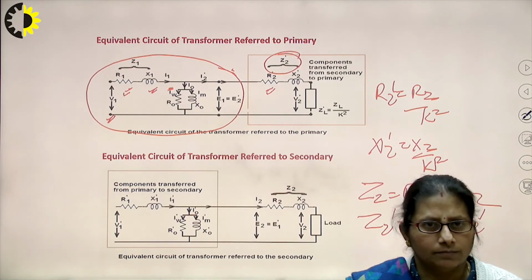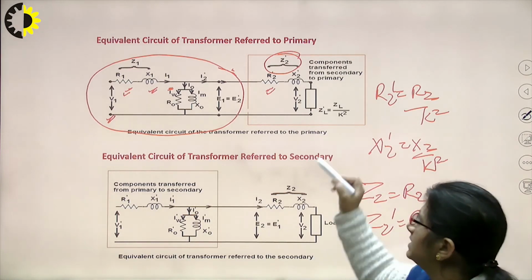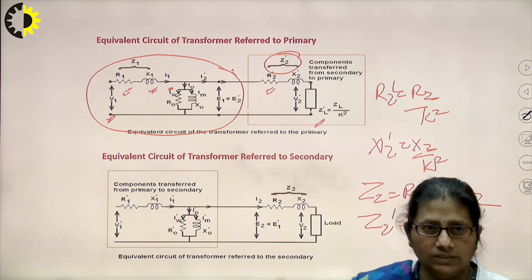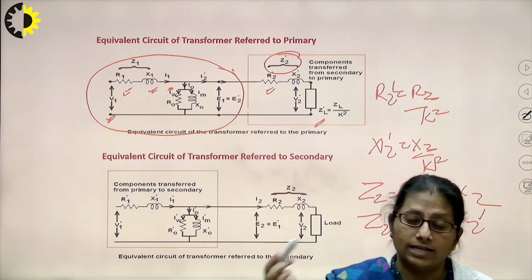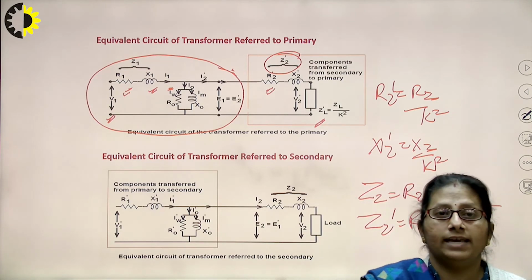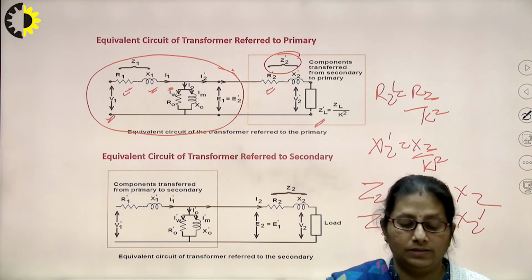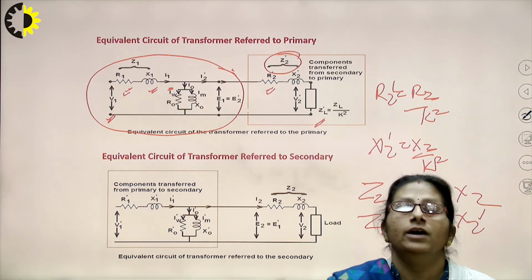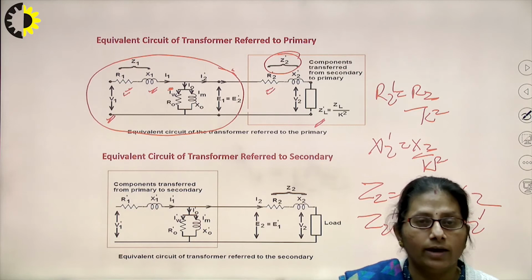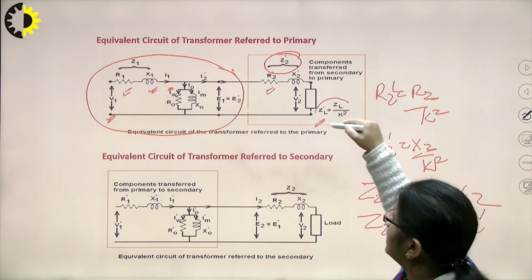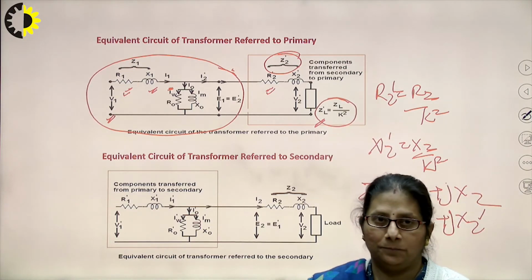Similarly, the load impedance, that is ZL, right, that needs to be now transformed towards the primary side. You know that while referring all the circuit constants, likewise resistance, reactance, impedances, those would be divided by K square. So, here also it will be ZL by K square, right.